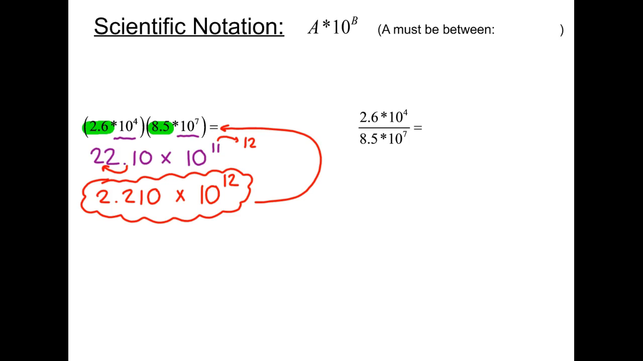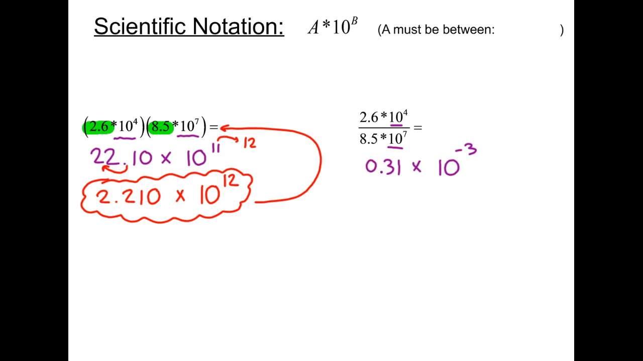So if I take 2.6 divided by 8.5, I get 0.31. Okay, so that's 0.31 times, now if I take 10 to the 4th and I divide that by 10 to the 7th, I have extra 10s in the denominator, which really means that I have a negative exponent on the 10 of 3. So I really have 1,000th, not 1,000, because it's in the denominator. It's 1 over 1,000. That's why it's 10 to the negative 3rd.